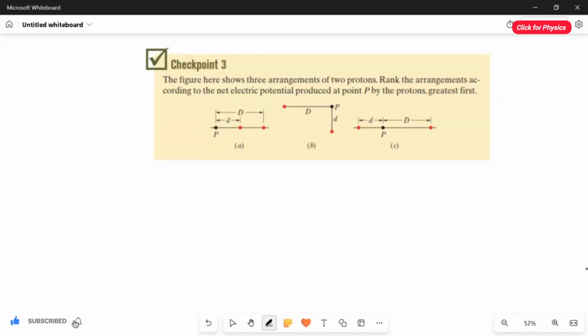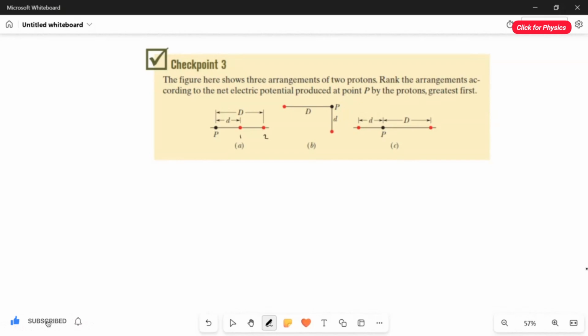So in this question, we have to give the answer for net electric potential for these three situations. Let's see the first situation. Here the two red colored dots represent the protons, and we have to find the electric potential at point P by these two protons. Let's just give the numbers. This is the first proton, this is the second proton. The distance from the first proton to the point P is small d, and the distance from the second proton to the point P is caps D.